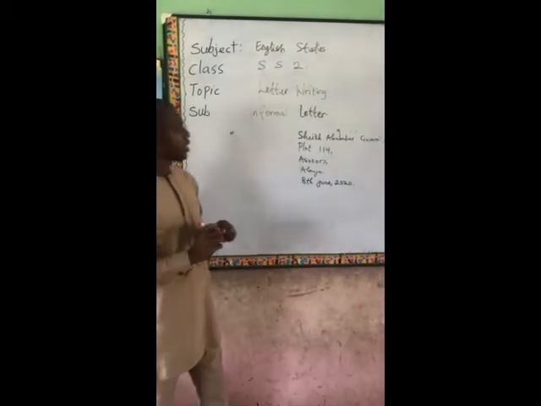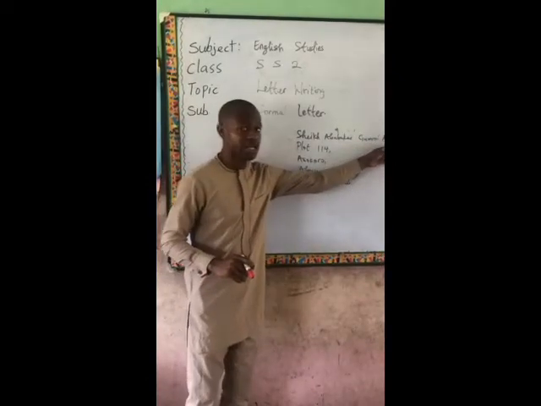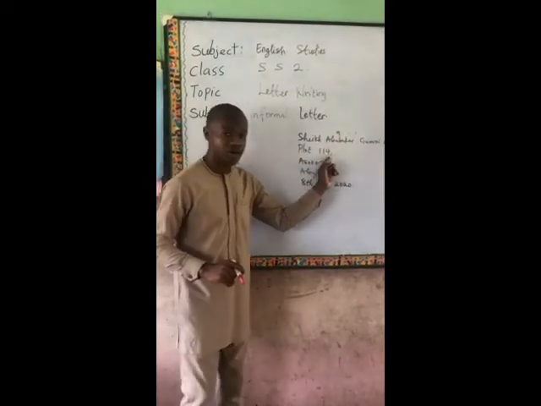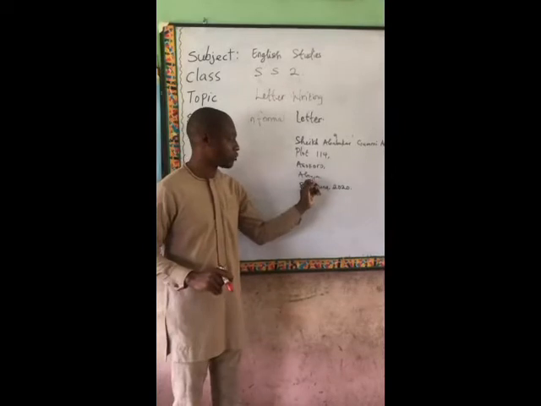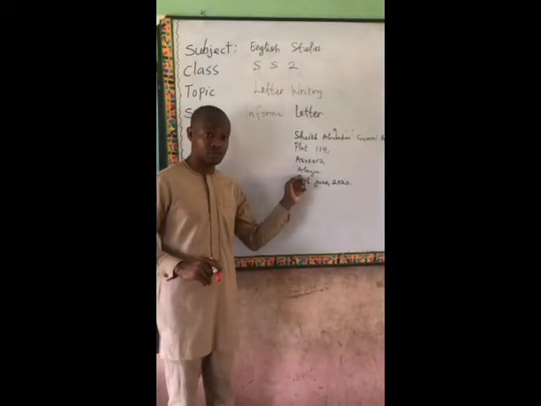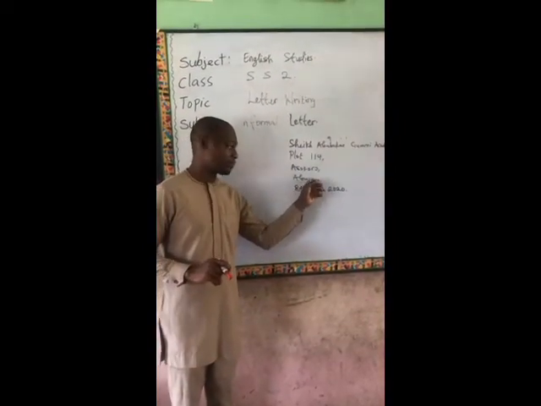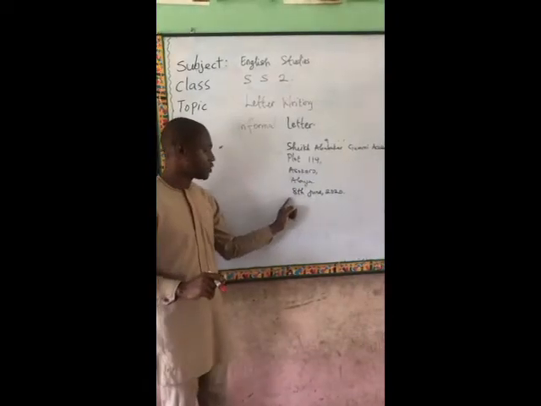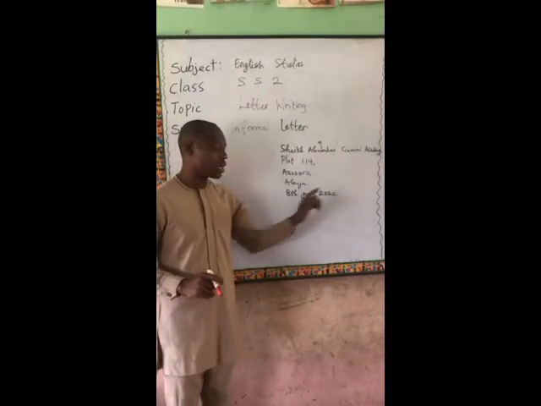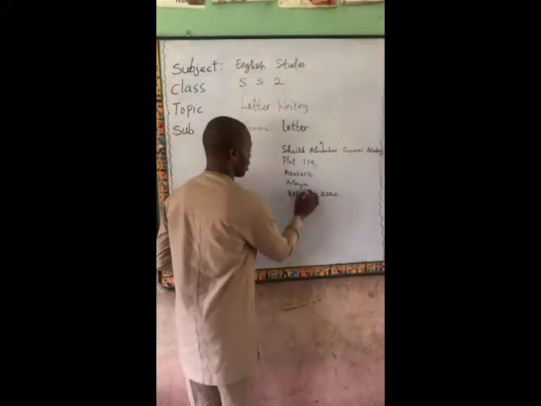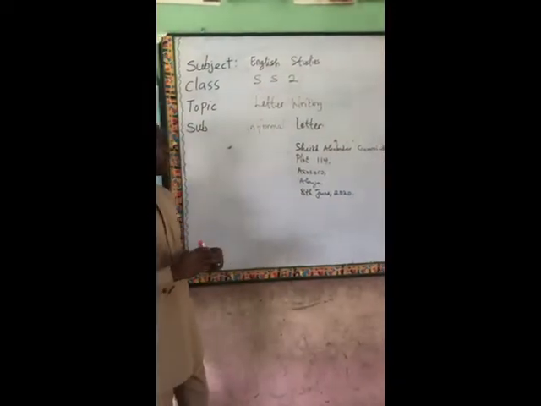Now if you notice, after each line, there is a comma. But when I get to Abuja, because this is the end of my address, I put what? A full stop. And after I finish writing my date, I put what? A full stop. That's to show you where the date stops and where the address stops.